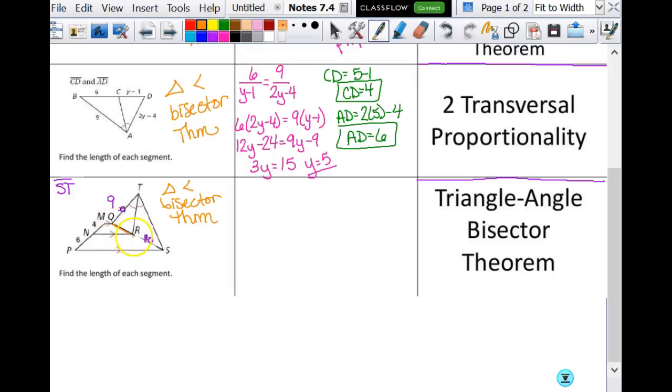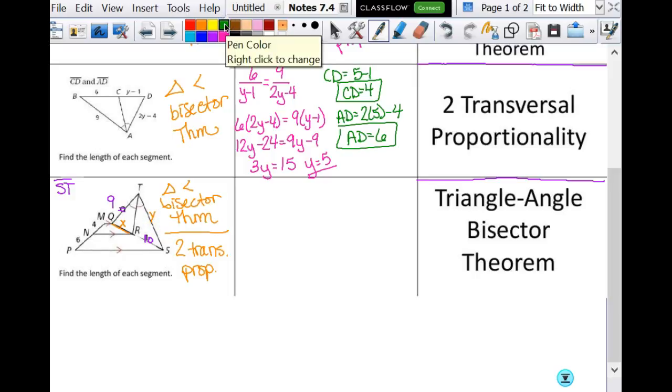Well, to find QR, I'm going to use this over here, which has 3 parallel lines, 2 transversals. So this is the 2 transversal proportionality. So I've got to use them both, and I've got to use this first. So I'm going to call this X so that I have something to call it. And I'm going to call this y so that I have something to call it.